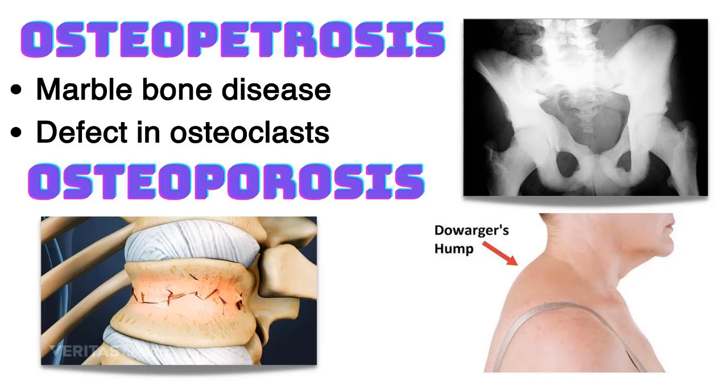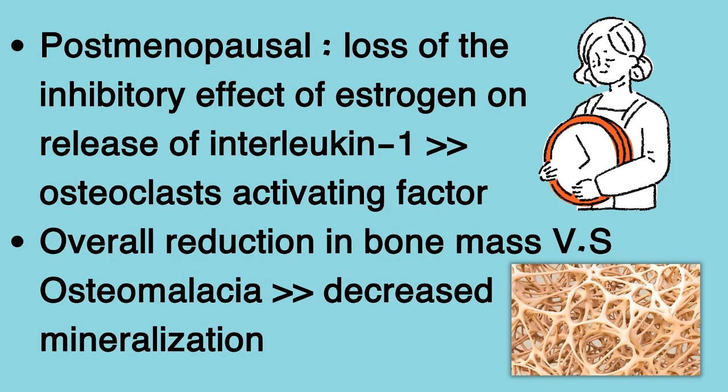Osteoporosis. What's the mechanism of osteoporosis in the elderly woman? You're breaking more bone down than you're putting in. And the reason why you're breaking more bone down than putting in is that you don't have enough estrogen to inhibit interleukin-1, osteoclast activating factor, from breaking your bone down.